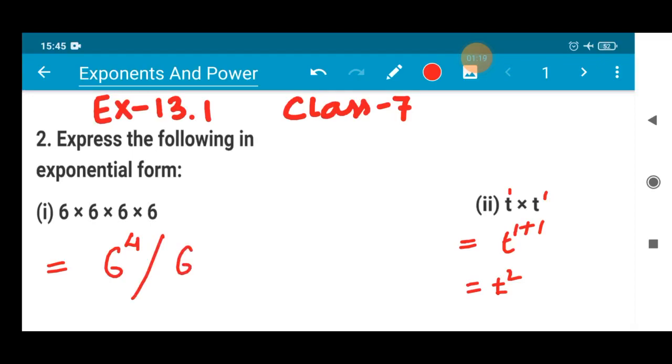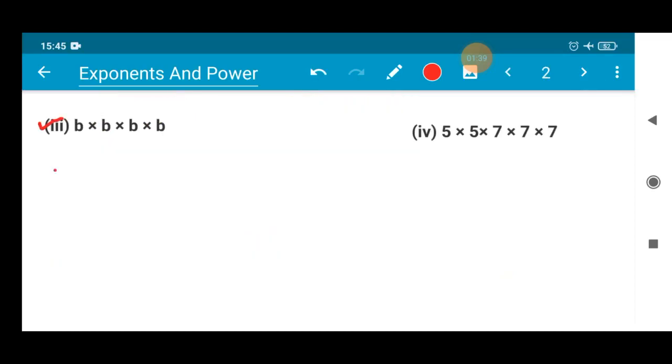You can directly count and give the value, that is 1 plus 1 plus... so there are total 4 sixes and the power in each is 1. So if you add this, you'll get 6 to the power 4. Okay, so you can use the rule also, you can use the direct method also. Number 3, so b here, 4 b's, b repeated 4 times, so it will be expressed as b to the power 4.